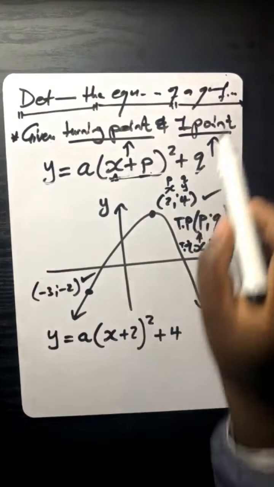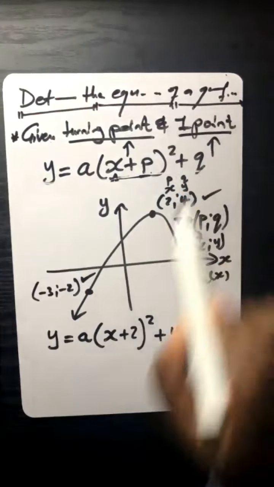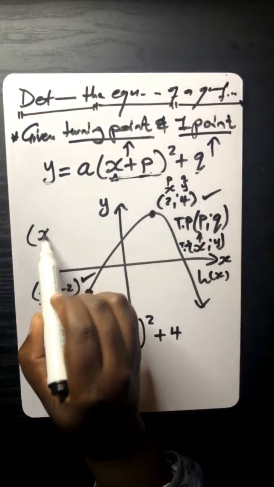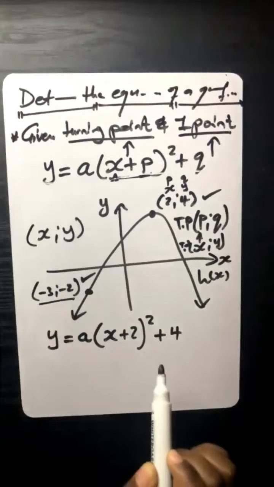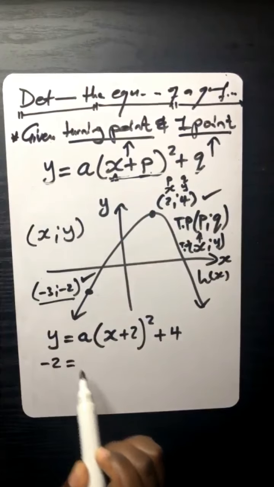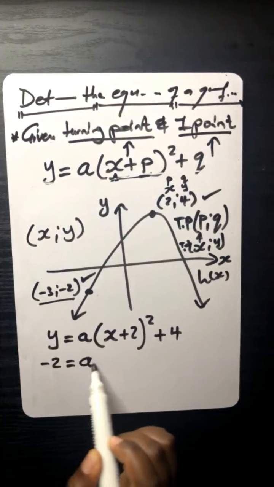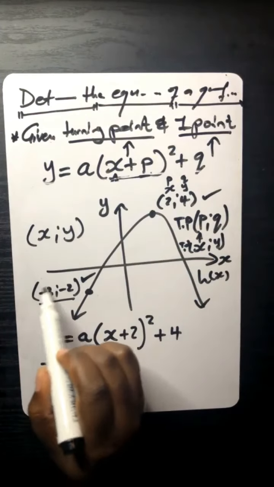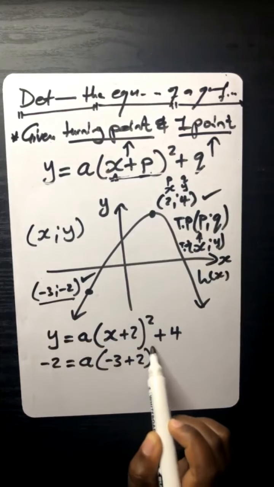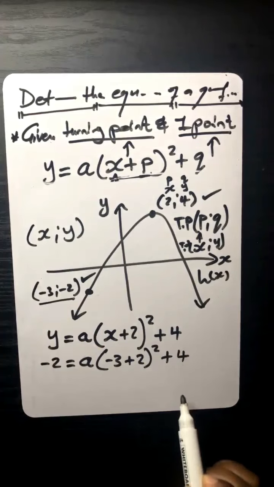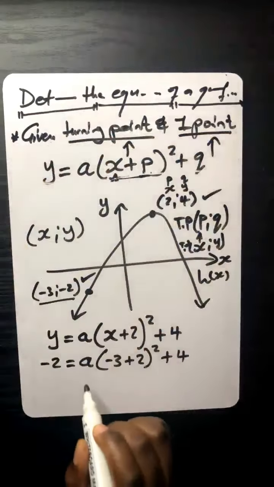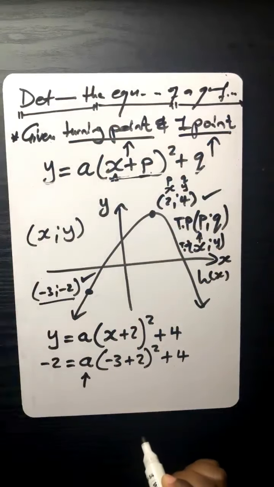So now we have substituted the given turning point. The next thing that we do is to substitute one point which is being given. Where is that point? This is that point. Remember, always the coordinates are x first, then y second. So what is the y value there? It's -2, which is equal to a, which we don't know, into what is the x value? The x value is -3. This is that plus 2 squared plus 4. So in this case also, you had to substitute everything so that you solve for the value of a.